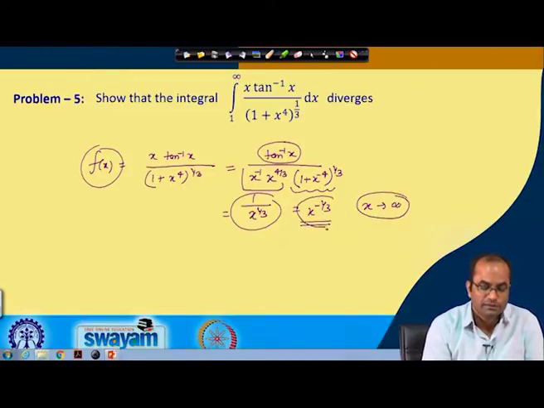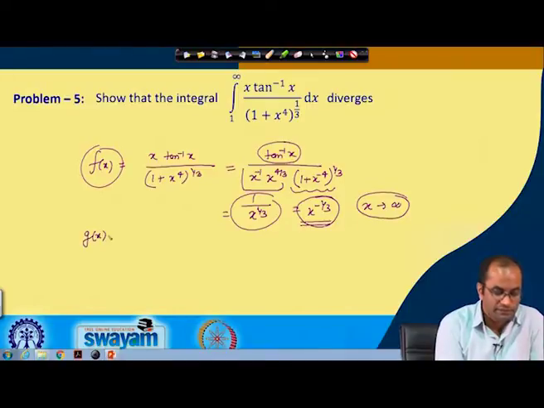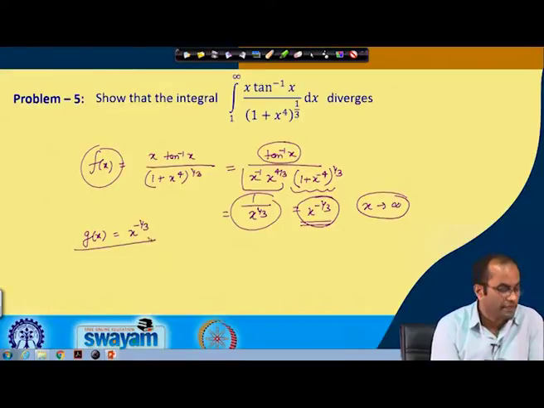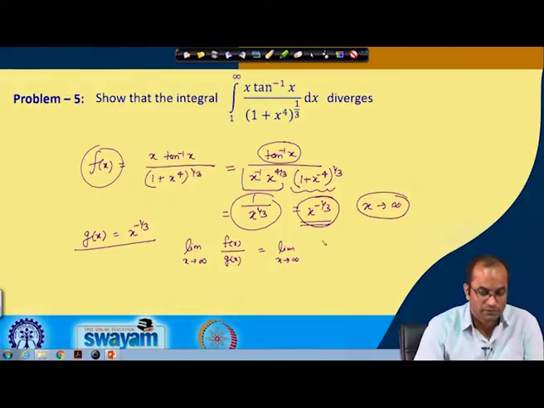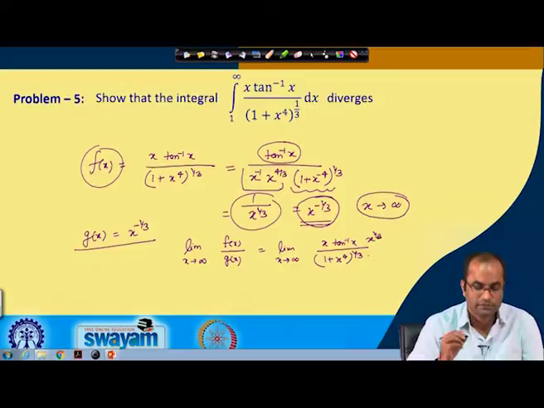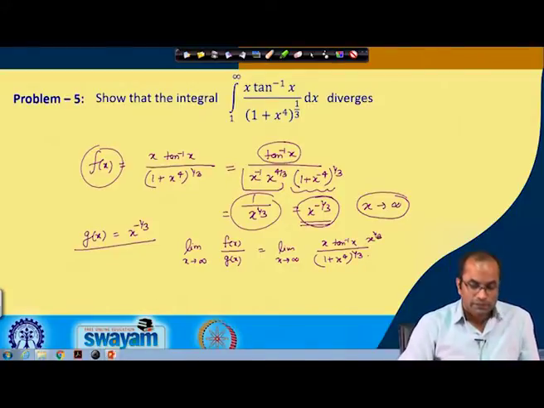And now we get this function g(x). If we take g(x) equal to 1 over x to the power 1 by 3, or x to the power minus 1 by 3, then we can compute the limit. So, the limit as x approaches infinity of f(x) over g(x). Here f(x) was x tan inverse x over (1 plus x to the 4) to the power 1 by 3, and g(x) is x to the power minus 1 by 3. So, I can take x to the power 1 by 3 to the numerator.